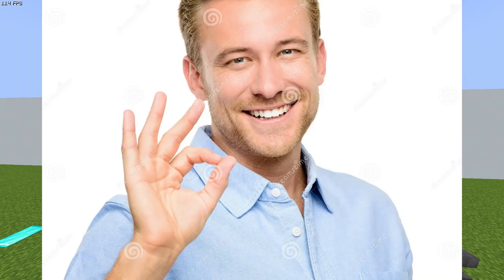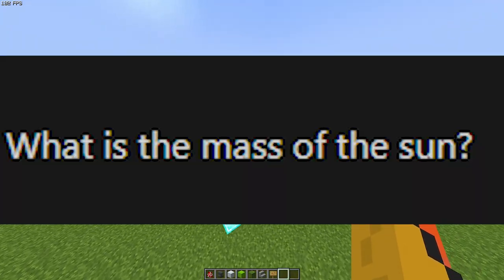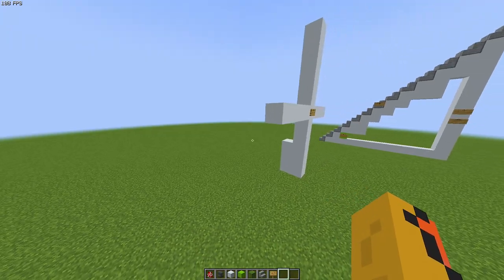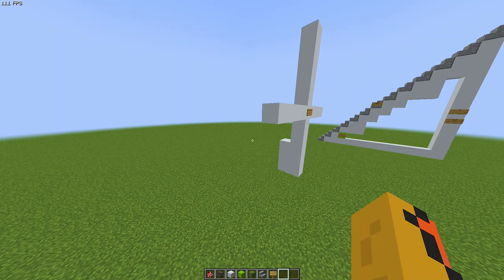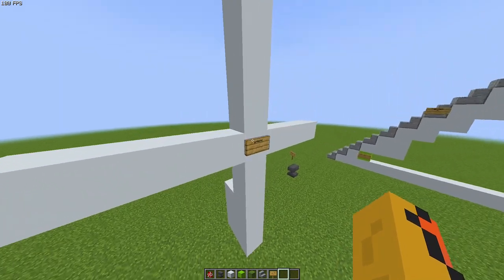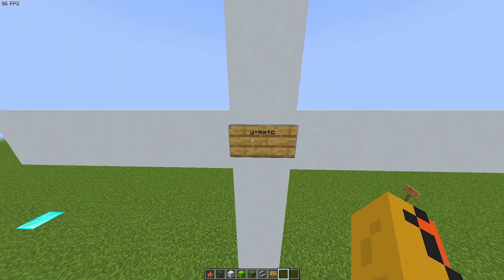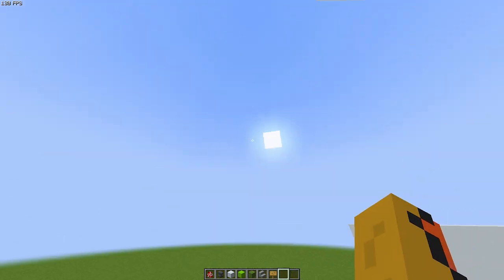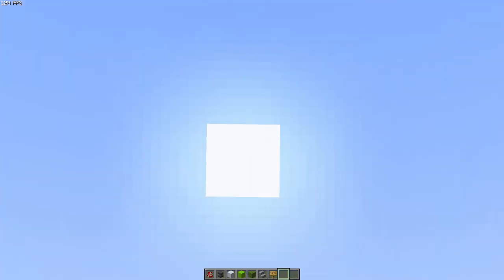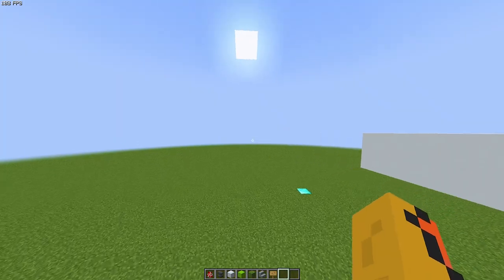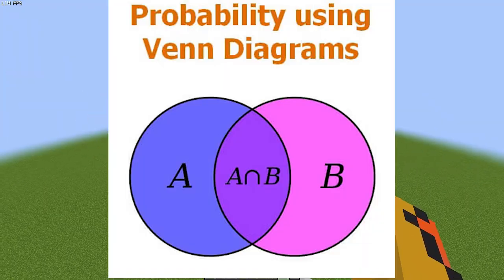So Jonathan is carrying 5 apples. What is the mass of the... how do I get that from the five apples? How do the apples relate to the sun? One, two, three, four, five, one, two, skip a few, must be 28. Good enough. Next one. Probability.